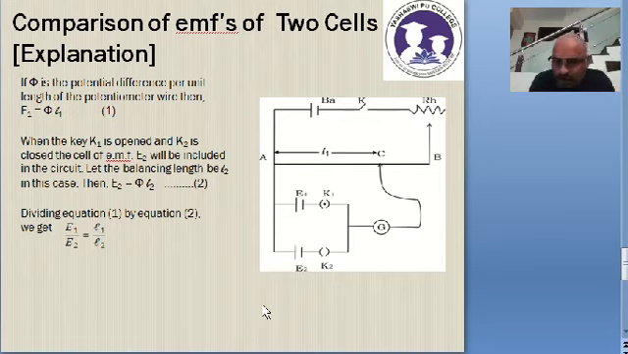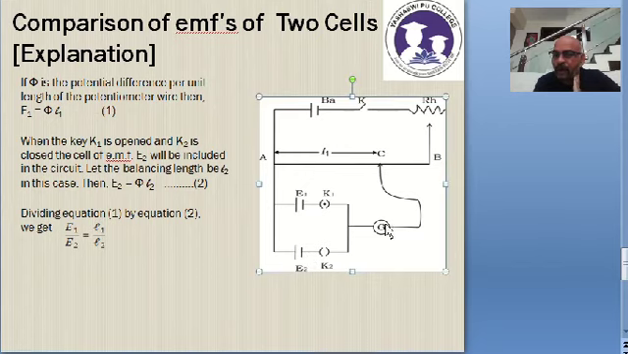Now you have to focus your mind and listen carefully. See, here we have got the battery, key, rheostat, and AB is the potentiometer wire. And in the circuit we have included two cells, E1 and E2, and there are two keys, K1 and K2. The galvanometer is connected to the common terminal of the two keys, and that is connected to the sliding contact. This sliding contact can run on the potentiometer wire from A to B.